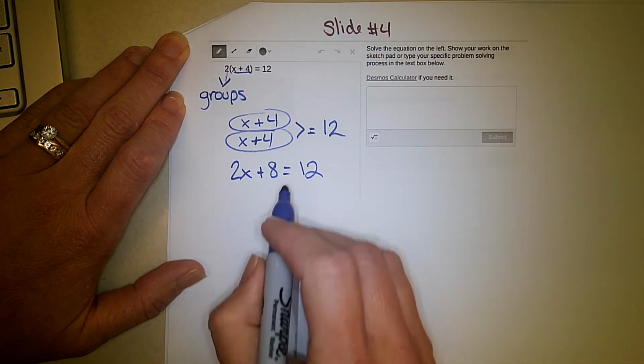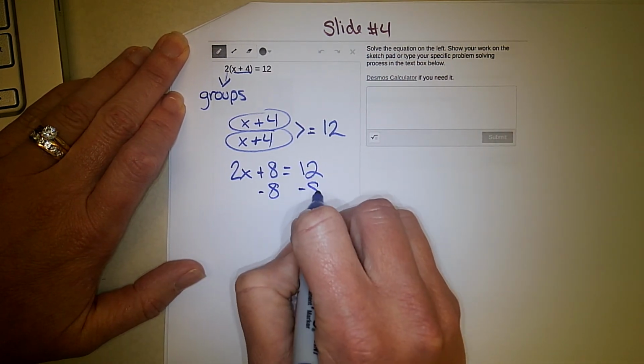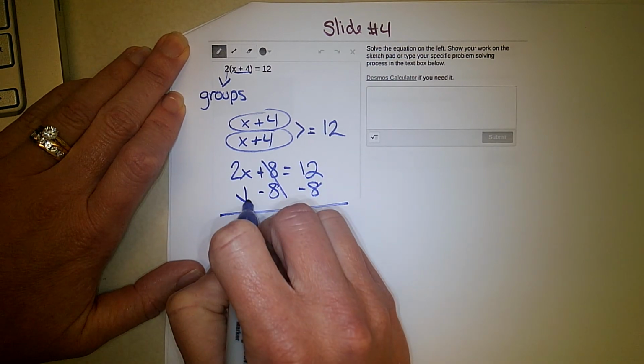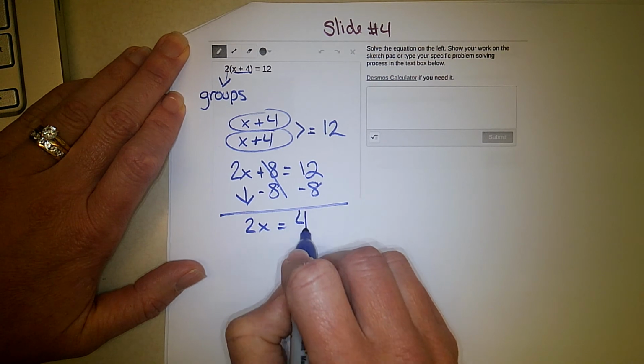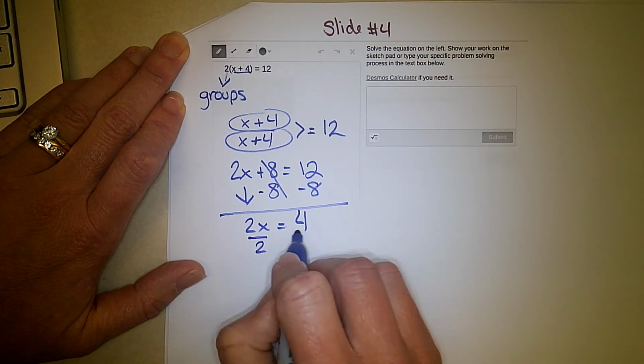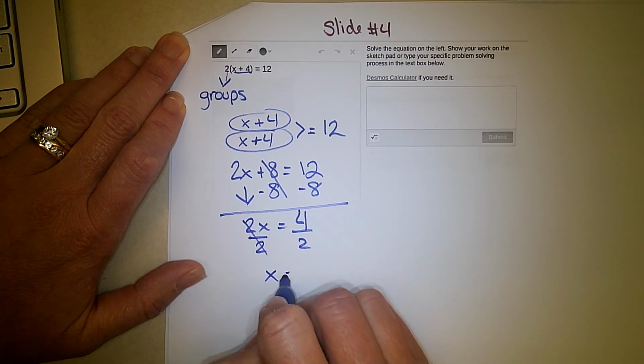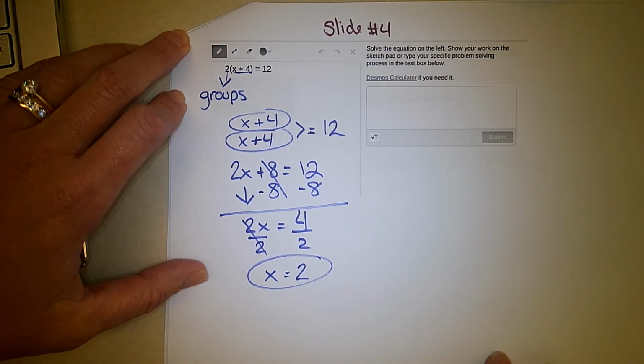This I can start solving. Take 8 off of both sides. Bring down my 2x. And 12 minus 8 is, you've got it, 4. Divide both sides by the 2. X equals 2.